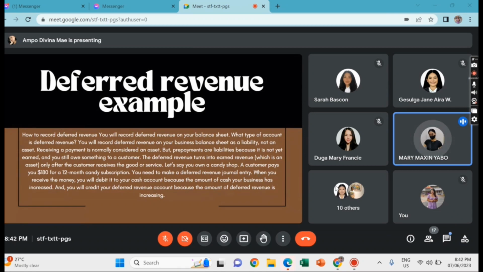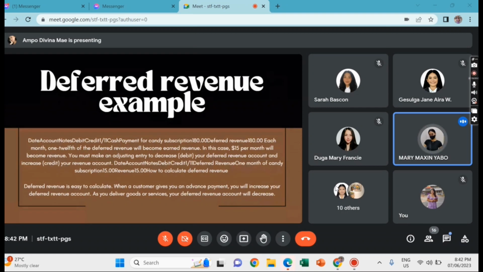You will debit it to your cash account because the amount of cash your business has increased, and you will credit your deferred revenue account because the amount of deferred revenue is increasing. Next slide, please. So: date, account, notes, debit, credit. Cash, payment for candy subscription, $180; deferred revenue, $180.